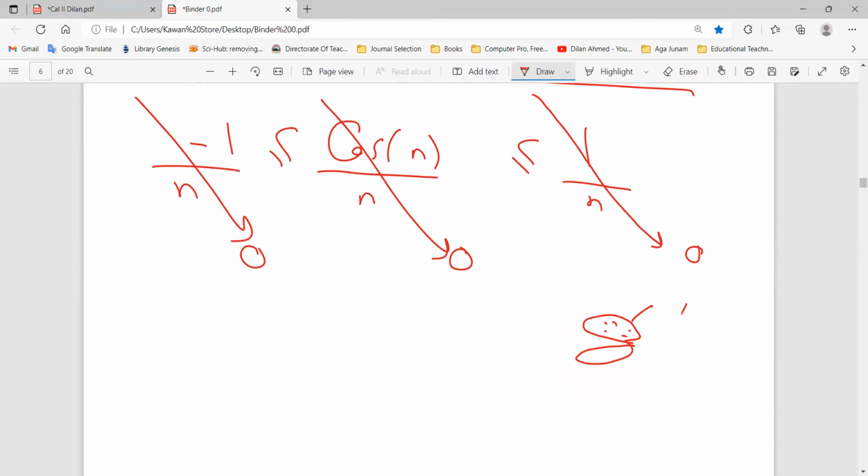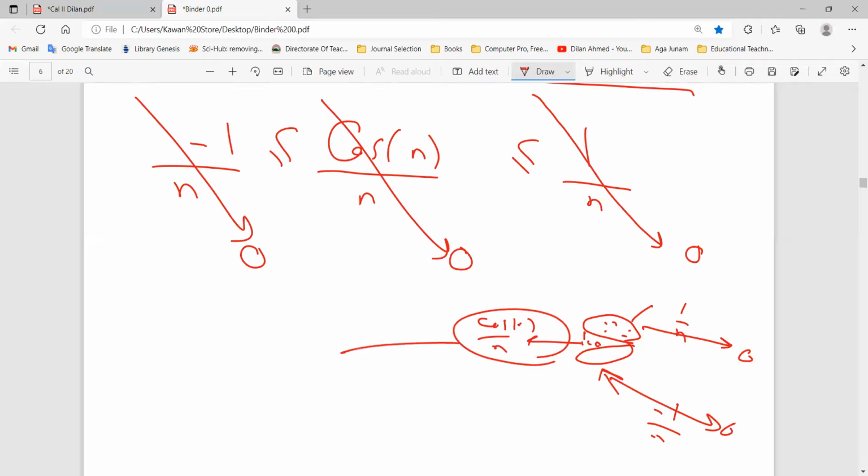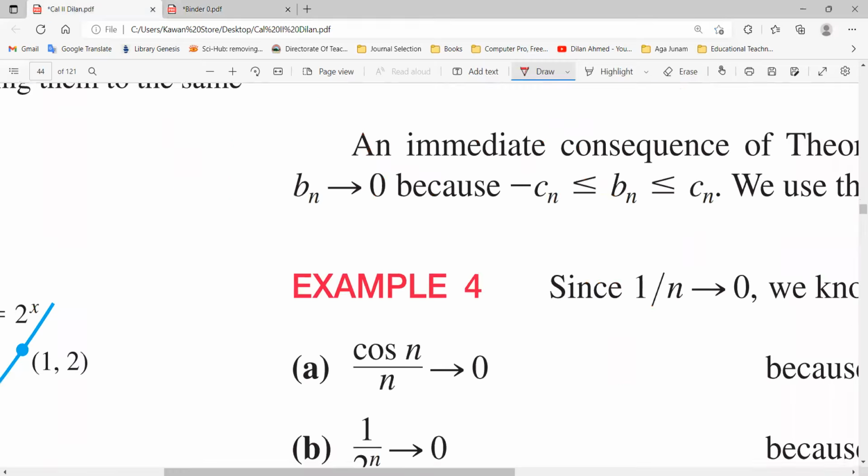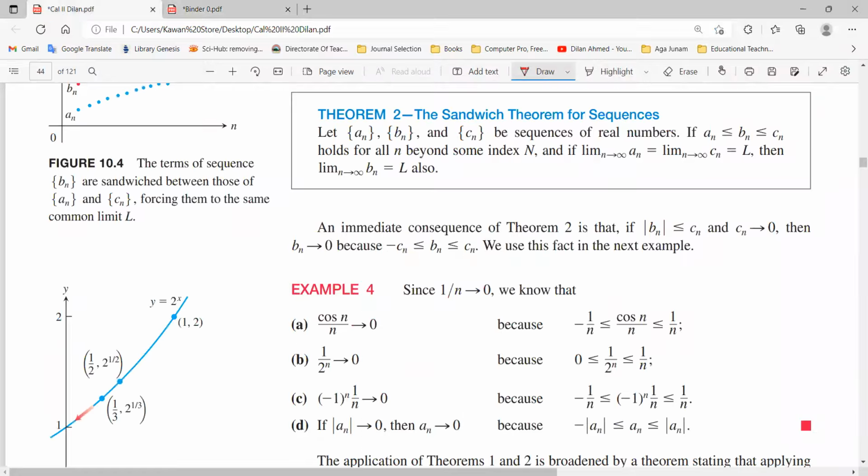So that one is 1 over n. That one is -1 over n. And here is the falafel, right? That one is cosine n over n. So if that one is going to 0, and that one is going to 0, of course the one in between is equal to 0. It means that if you eat that one, of course there is no falafel remaining. Okay, so that's all about the examples.